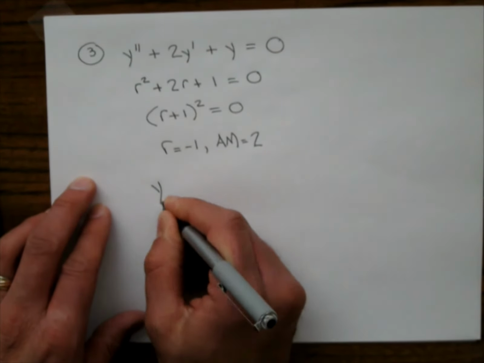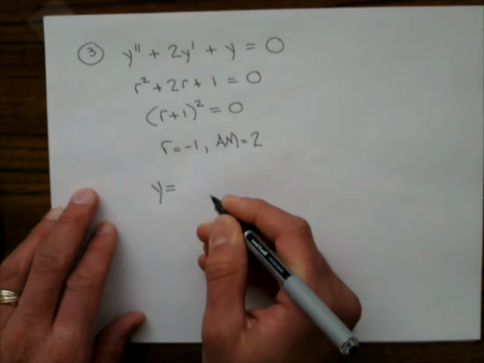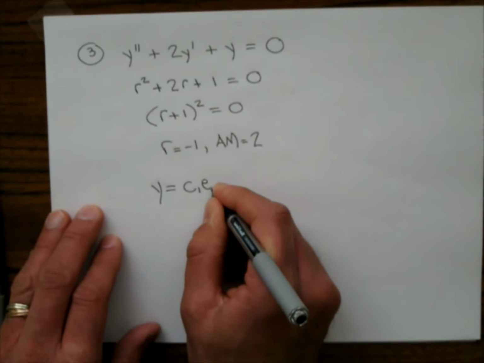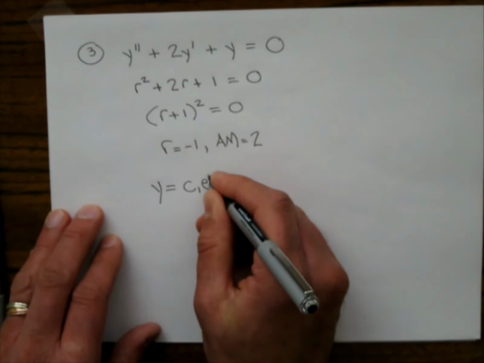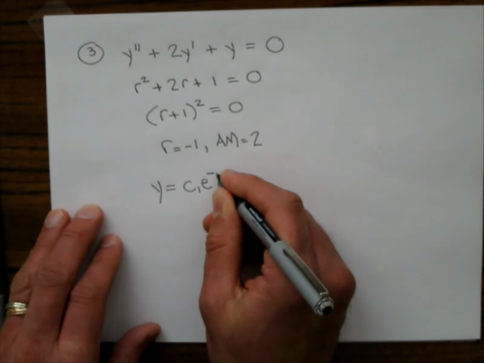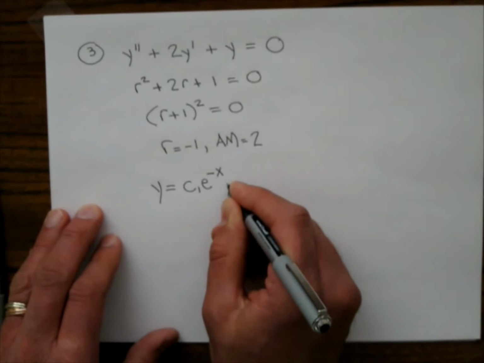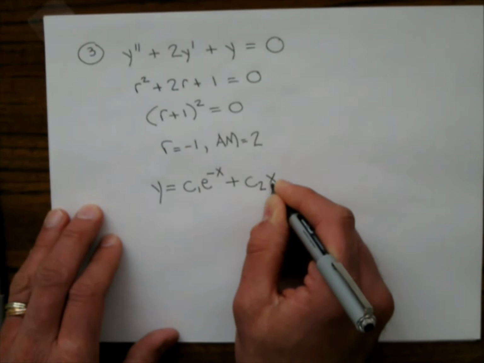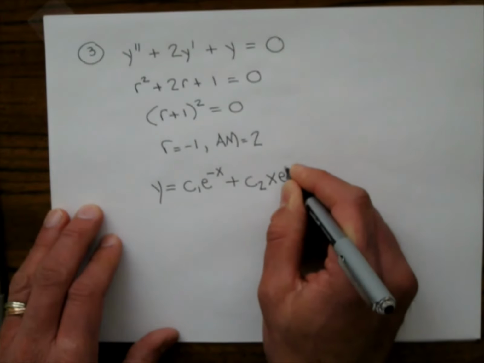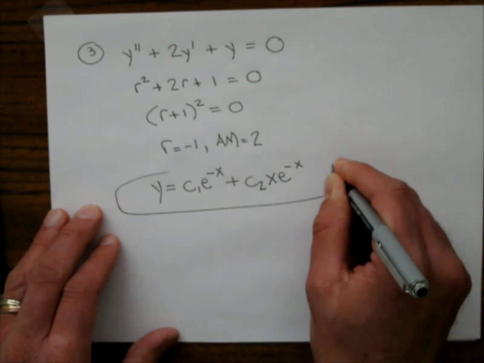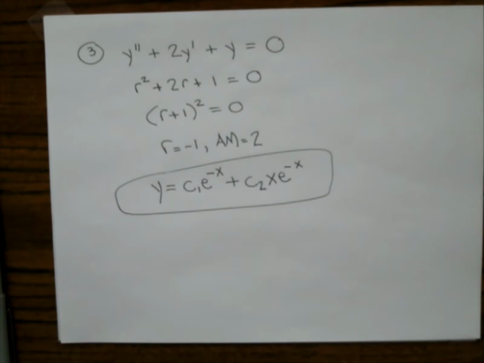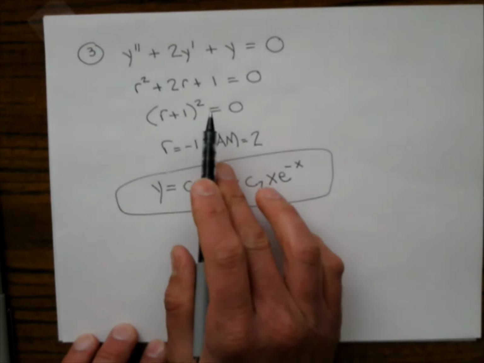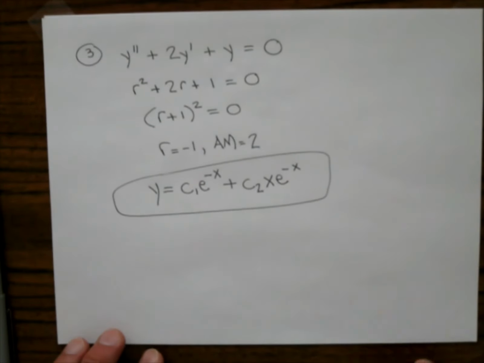Which means when I write out my general solution, I'm going to write C1 e, I'm going to use my r value, to the -1x, so to the negative x plus C2 x e to the -x, and I'm done with that problem. So when you go to do your homework in 8.2, the hardest part may be, after the memorization, the hardest part would be factoring trinomials.